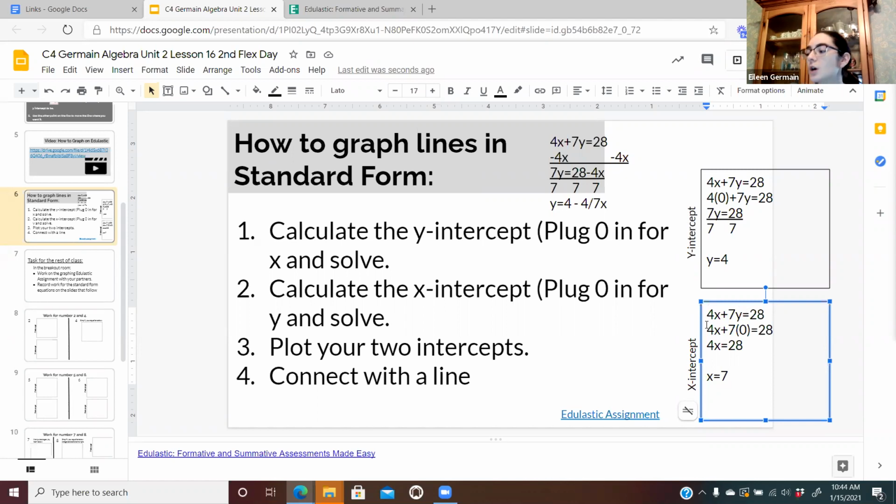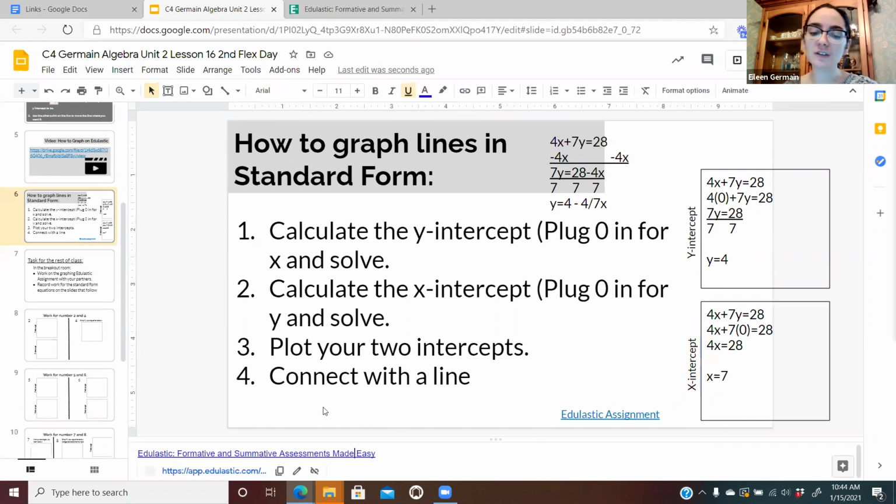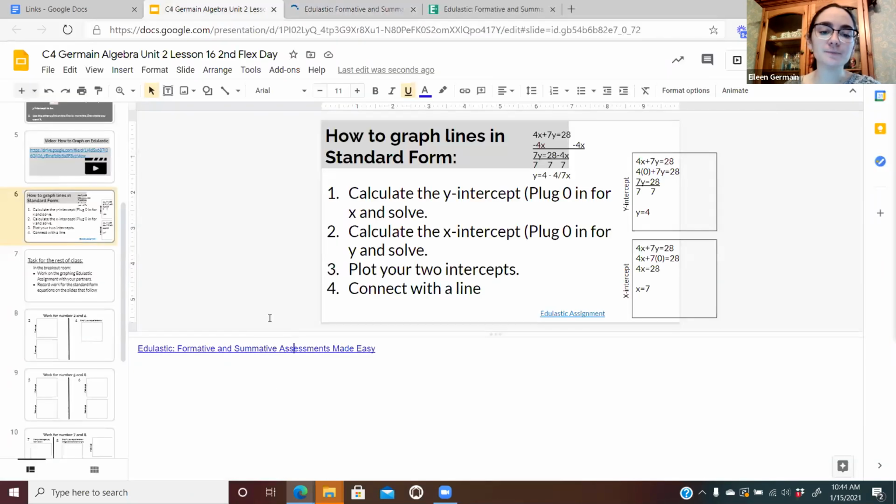Okay, so afternoon work for today. Let me tell you what you're doing for today. You are doing an Edge-Elastic assignment that is about graphing, just like we did yesterday, except there are a few more problems for you to do. Let me pull this up so I can open up the link here.